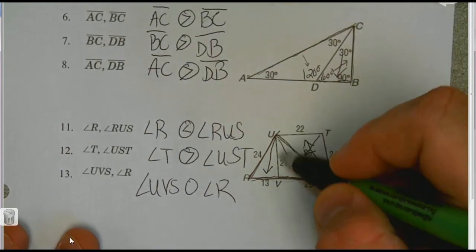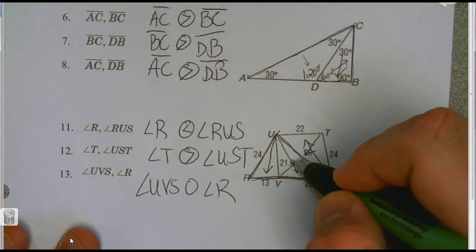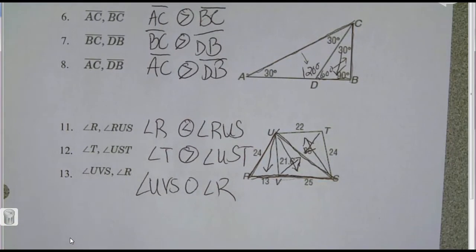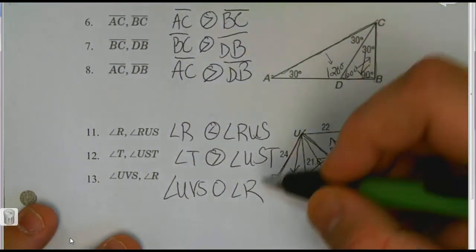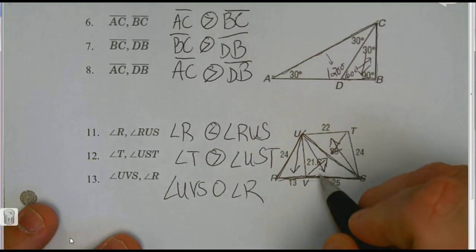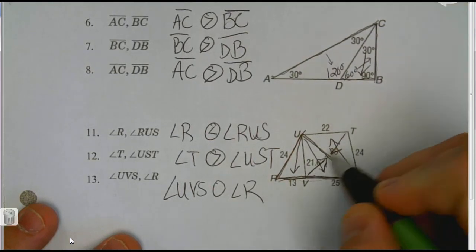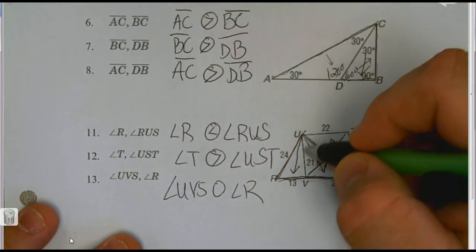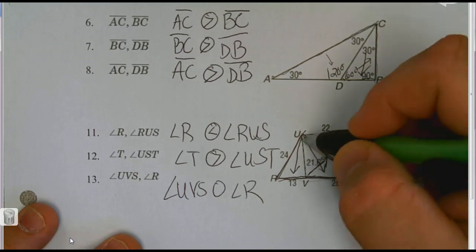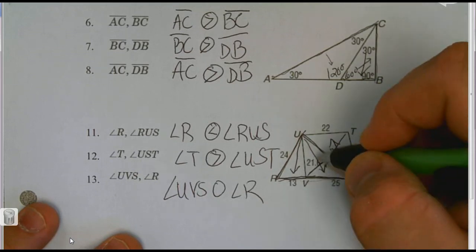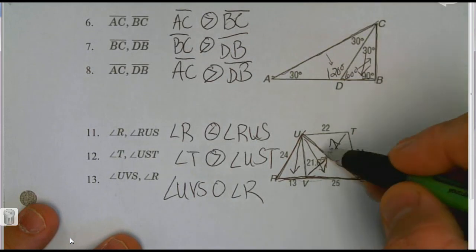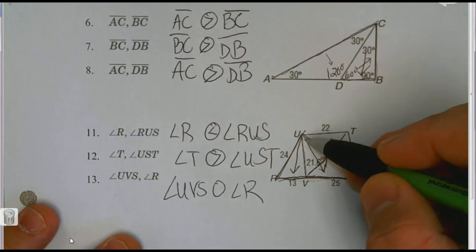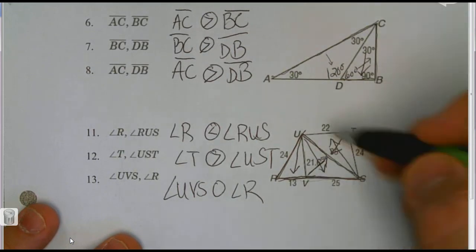Angle UVS corresponds to a side measure of 35. All right, and then finally, like I said, UVS corresponds to a side measure of 35, and angle R corresponds to a side measure of 21. So we're going to go with angle R, so it's going to be 21. So we're going to say that angle UVS is much bigger than angle R.